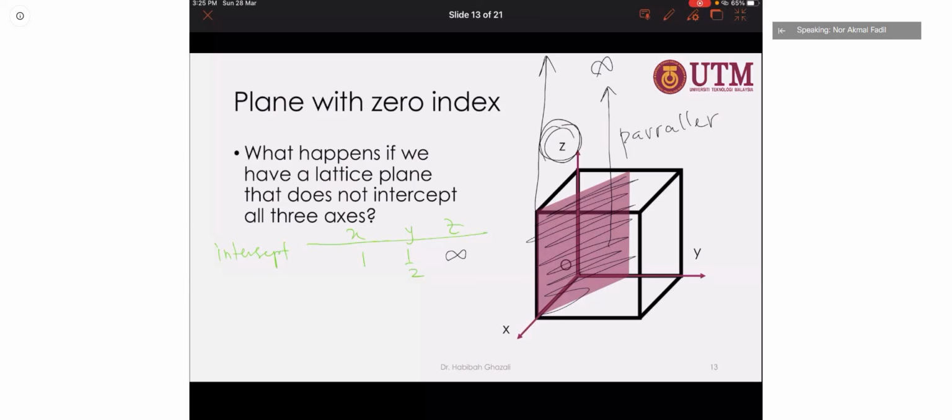So for this one, if we do the reciprocal, we got 1, 2, and 1 over infinite is equal to 0. Yes, 0. So our Miller index for this plane is actually 1 2 0.